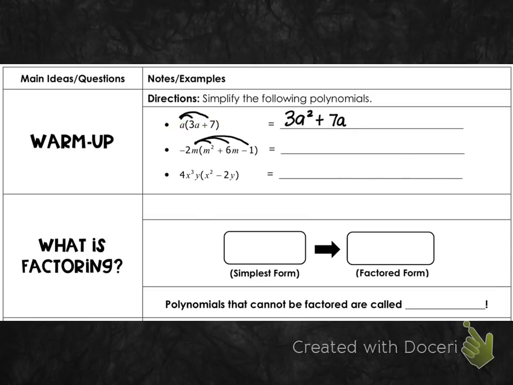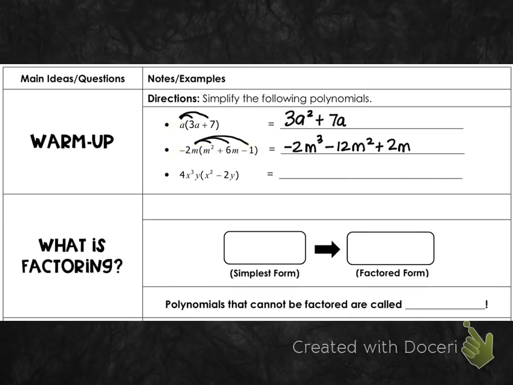Okay, let's try the next one. So this negative 2m times m squared, we add the exponents. So it's negative 2m cubed. And then negative 2 times 6 is negative 12. And then m times m is m squared. And then we have negative 2m times negative 1. Well, negative 2 times negative 1 is a positive 2. And then just an m.